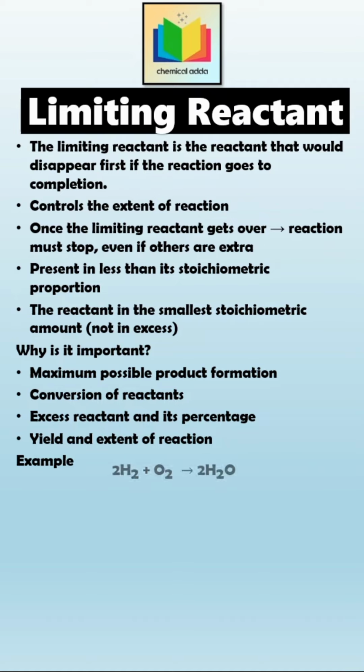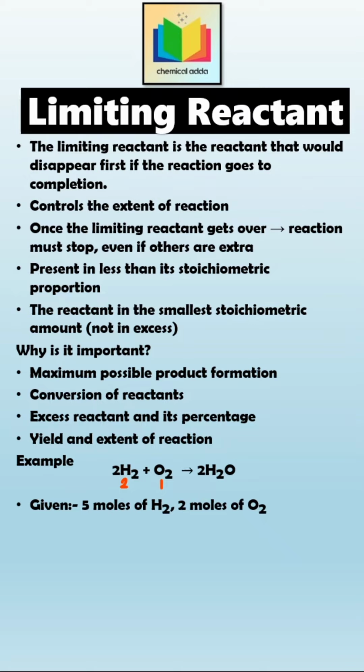So if the reaction is 2H2 + O2 gives 2H2O. According to the balanced equation, we can see that 2 moles of hydrogen react with 1 mole of oxygen. Now suppose we are given 5 moles of H2 and 2 moles of O2. But according to the stoichiometry requirement, we know that 1 mole of oxygen is required for 2 moles of hydrogen.